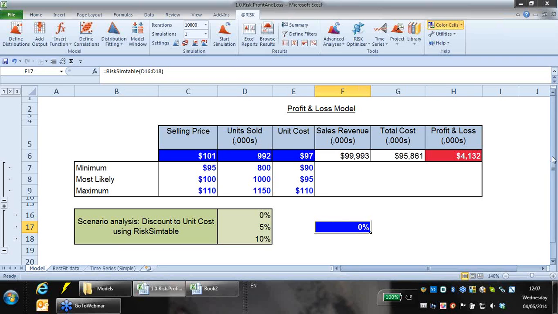Now, before I do this, I'm just going to look at my questions panel. Someone said, can we fix the units sold to be measured in units instead of dollars? Yes, you could do that.